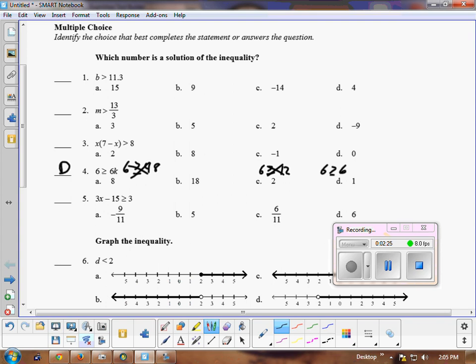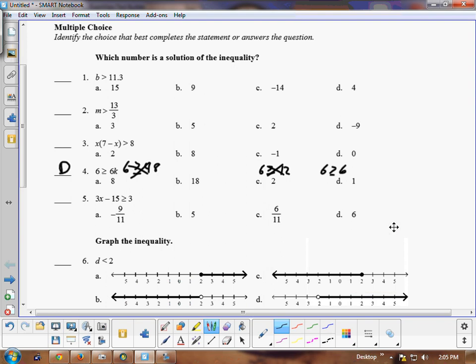That works. Number 5. We're going to test each one. Let's start with the easier one. Let's start with a 5. Is 5 times 3 minus 15 greater than 3? We get 0 greater than or equal to 3, and that is false. How about 6? 3 times 6 is 18 minus 15. And you get 3 is greater than or equal to 3, and that one does work. So 6 does work, so letter D works for that one.